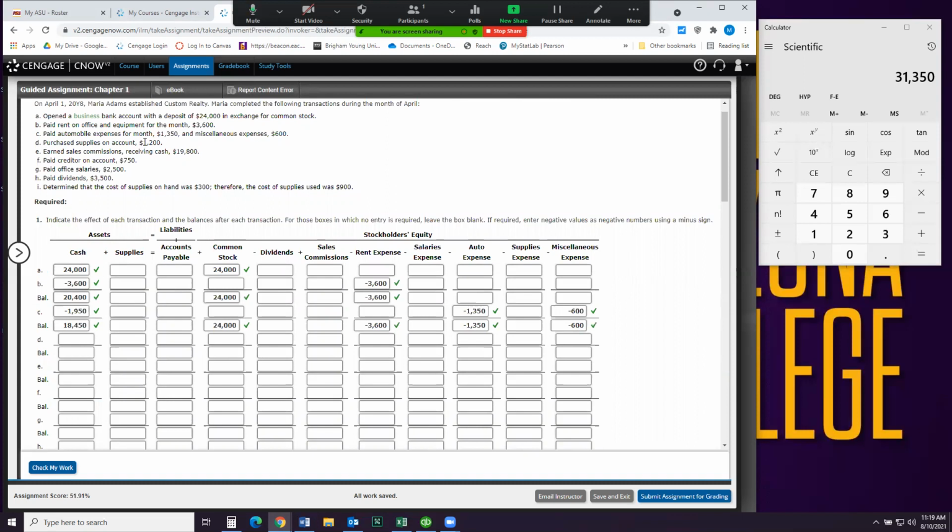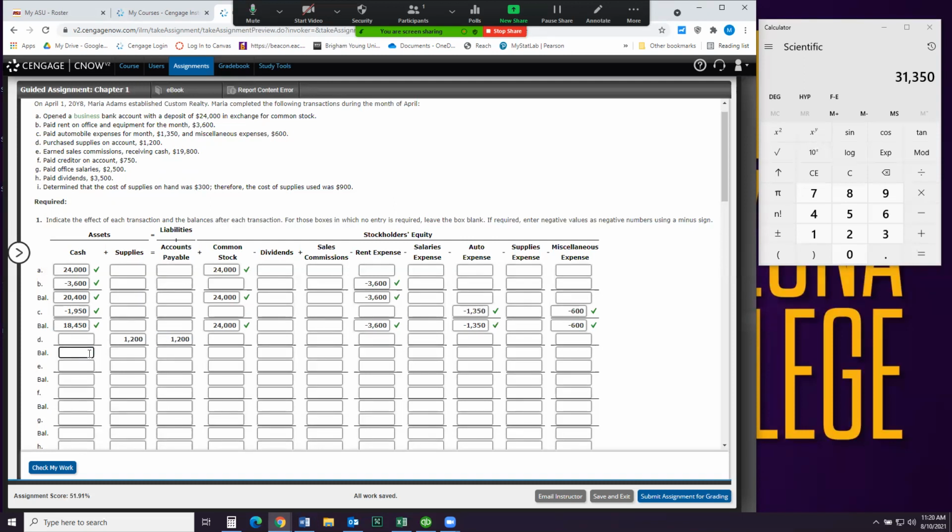So I purchased supplies on account for $1,200. So on account is tricky because it sounds like you're buying these, but on account means you didn't pay cash. Instead, usually the supplier, the person selling you the supplies, will just say, hey, pay us in 30 days or whatever. That's pretty normal in business. So I'm going to say my supplies increased by $1,200. And my accounts payable, that's money I owe to somebody else, also increased. It's like a debt that I owe.